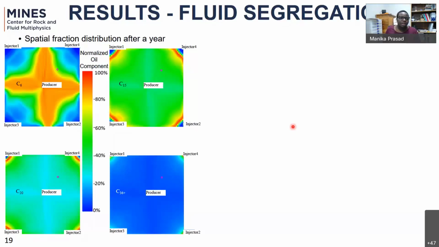There is a spatial fraction distribution after a year, shown here in our left figure. In the left figure, we see that the C6 fraction had moved, with about 80% saturation around the producer, compared to the C15, which was about 60%, C20, about 40%, and C36 plus, about 20%. So from this, we see that spatially there's a preferential displacement of lighter hydrocarbons, and our model confirms what has been reported earlier in the literature.